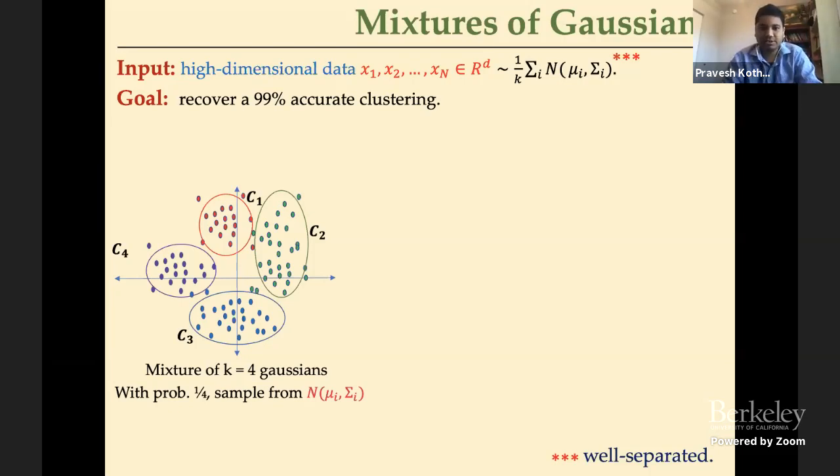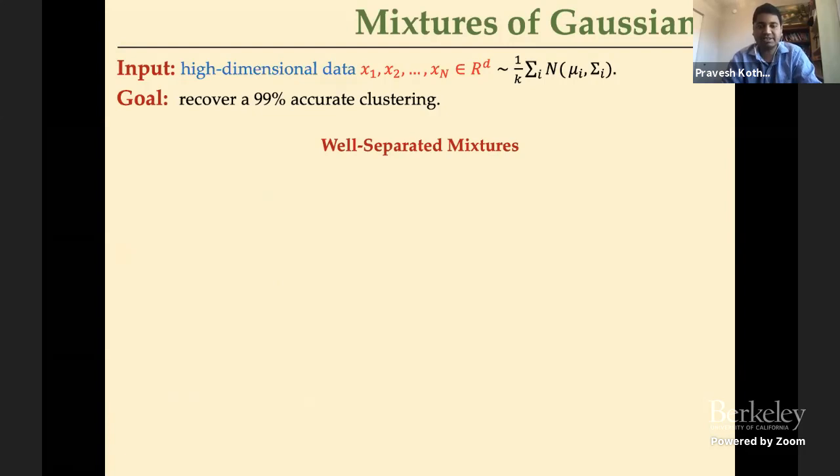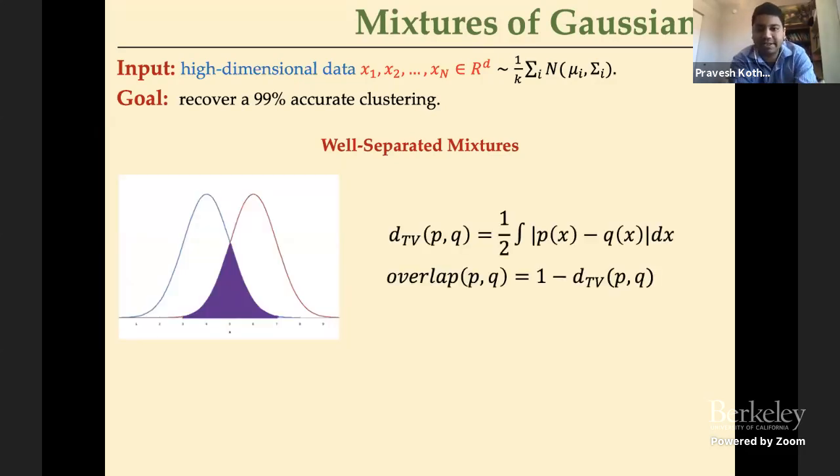To describe this notion of well separation, there are several options. I could choose any notion of distance between the parameters and say I'm going to assume that the Gaussians are pairwise separated in that distance. Instead, what I'm going to do is state it in a way that makes it apparent that this notion of distance is the weakest possible notion, information theoretically speaking. And for that, I just need to define the total variation distance between two distributions.